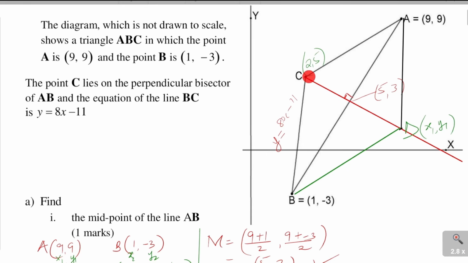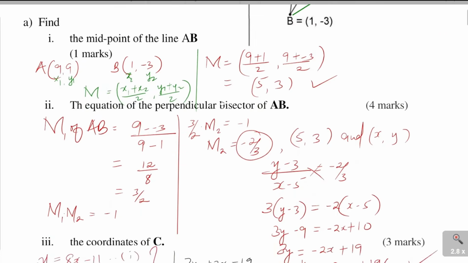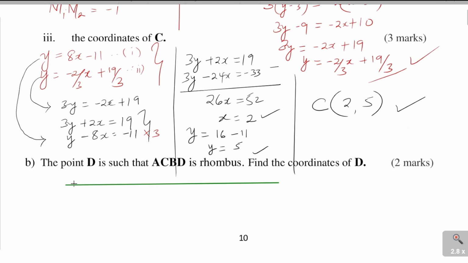So we have point C, which is 2, 5, and we have the midpoint 5, 3. So we have D here. Because having this as a midpoint, we can get D. So I'll draw the line here. We have point C, which is 2, 5, then the midpoint 5, 3, and then D, which is what you're looking for. So you let that be x1, y1.